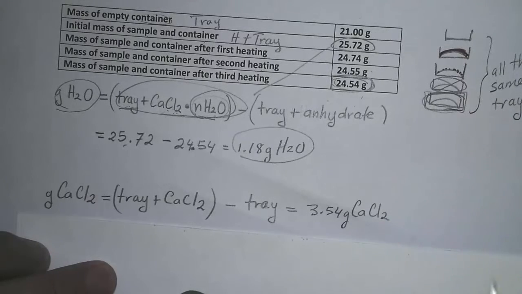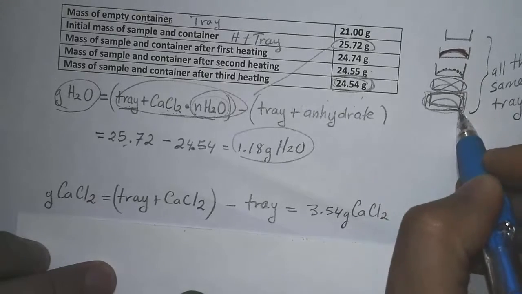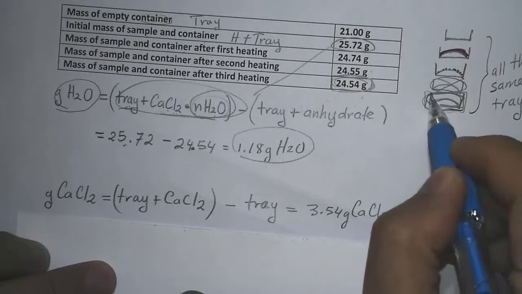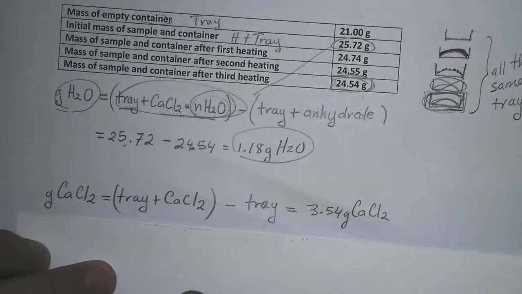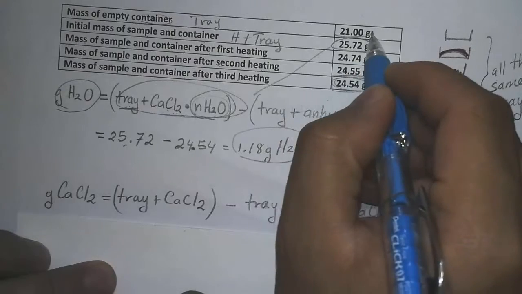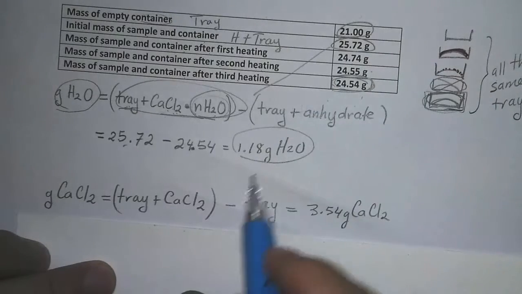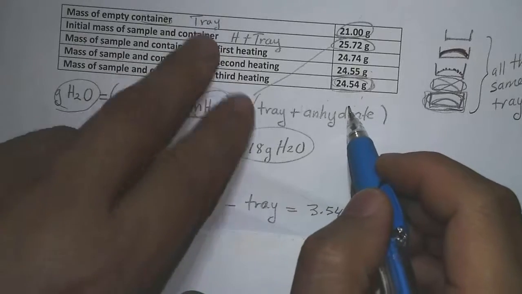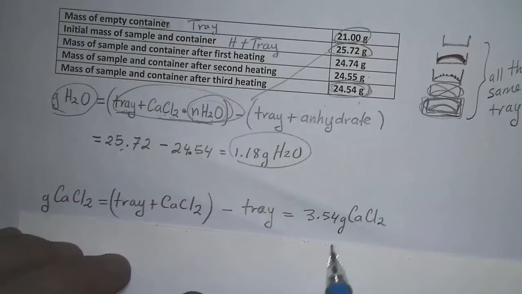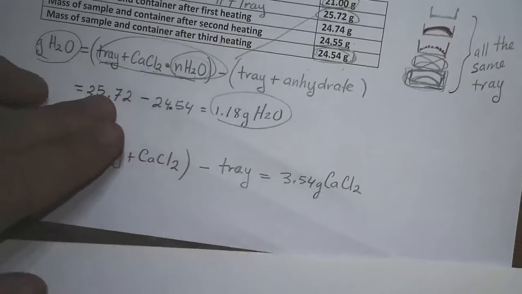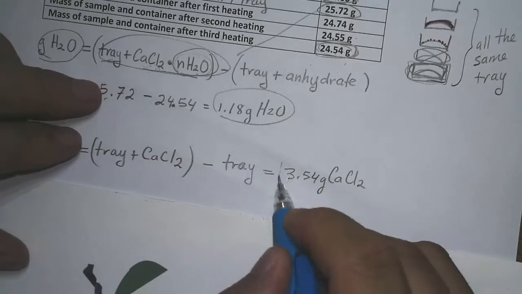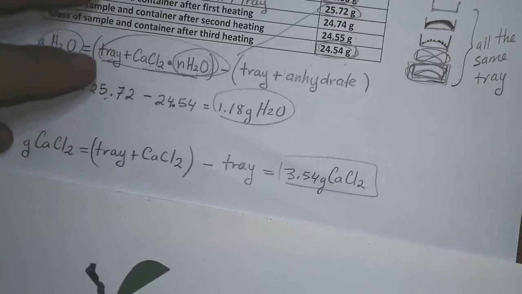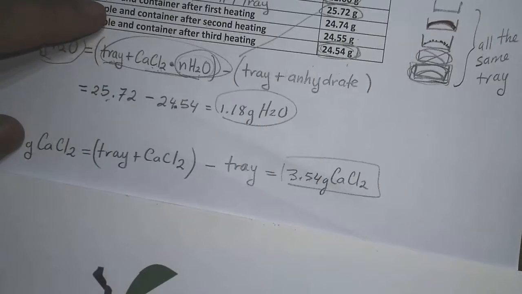Now the second part is that this one has the anhydrate and the tray, so we need to remove the tray. But look right there, we have the mass of the tray. So all we have to do is take this number, tray plus anhydrate, minus the mass of the tray, which gives us 3.54 grams of calcium chloride. And that would be our mass of the anhydrate. And of course now we have the masses. What's the next step going to be?